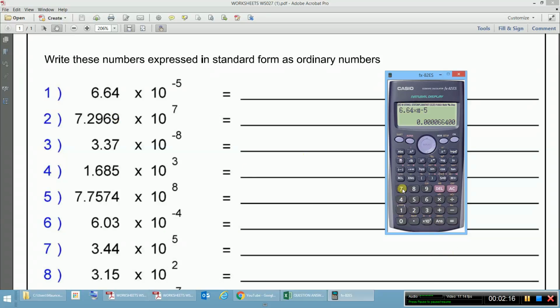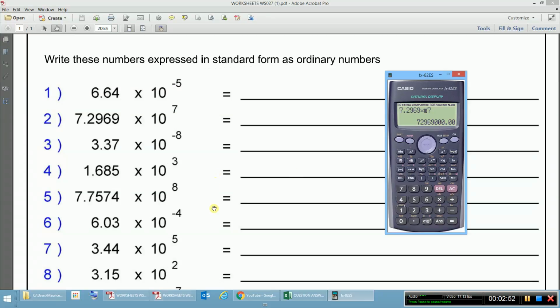So let's have a look at the next one. We just go 7.2969, 10 to the power of x 7, equals, and there we get 72969000.00 if you wish. That's probably taking it a little bit too far, but that's the way that we've got it set up there. We could change that by changing the mode.